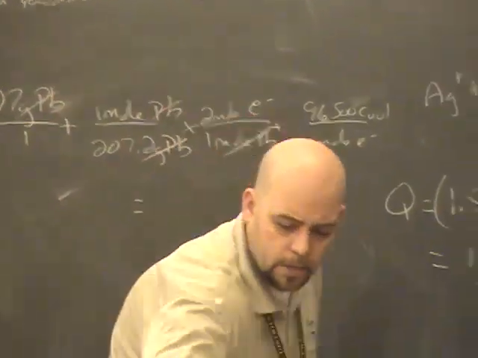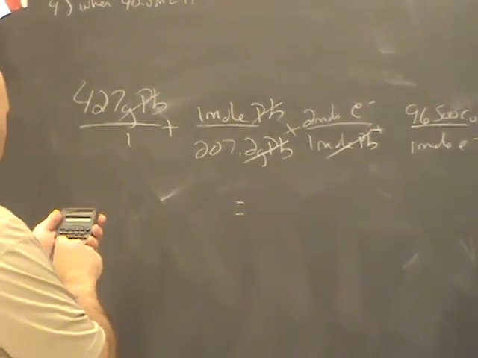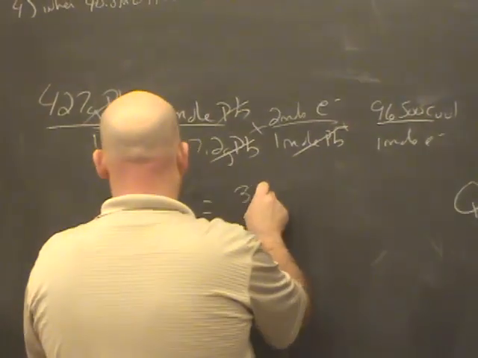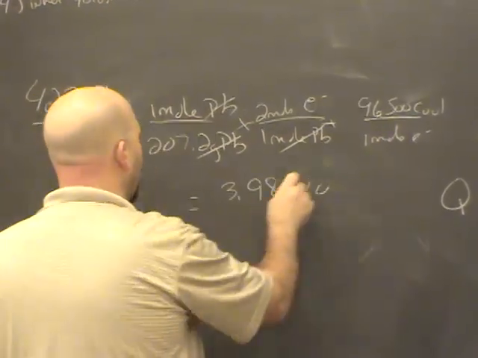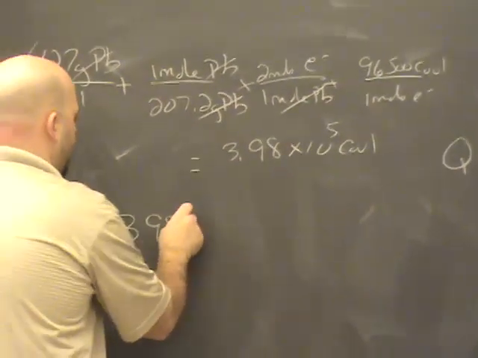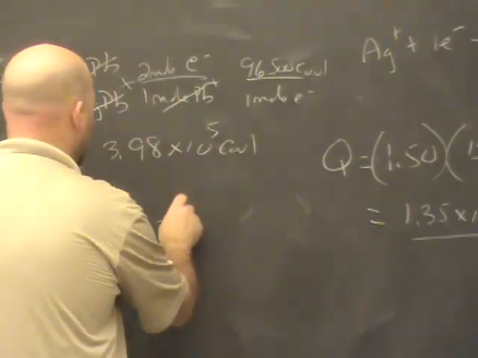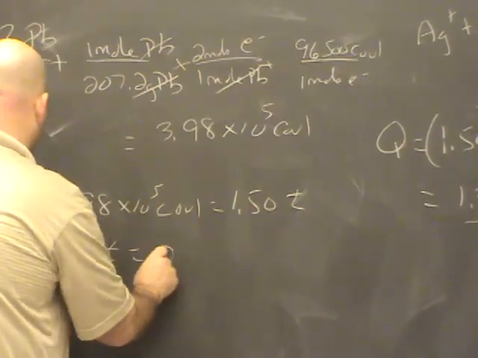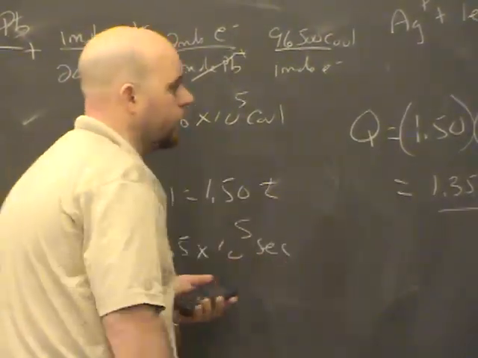And then I would solve this. When I do, I get 427 divided by 207.2 times 2 times 96,500, and I get 3.98 times 10 to the fifth coulombs. That's Q. That is equal to I times T. They tell me the amps are 1.5, and I can solve for T. So that T is equal to 2.65 times 10 to the fifth seconds.